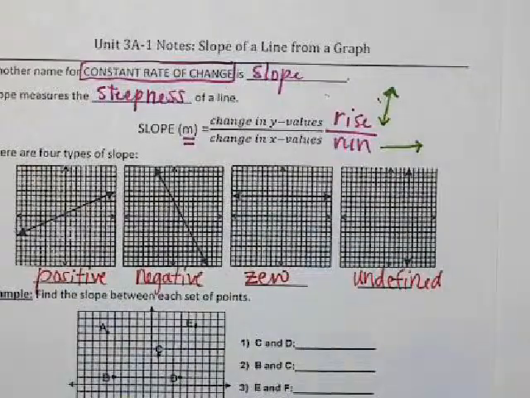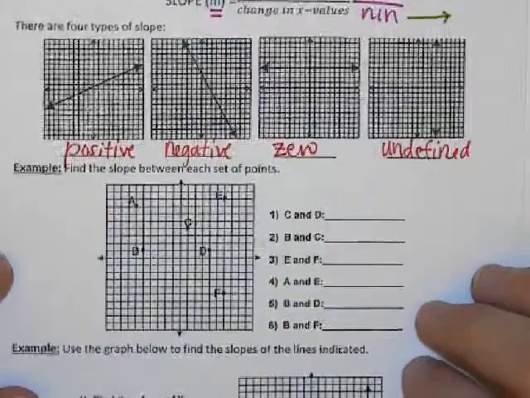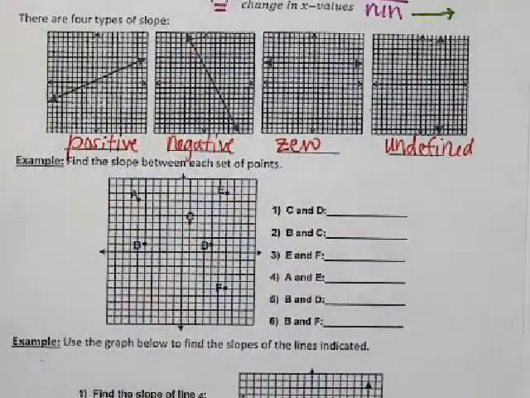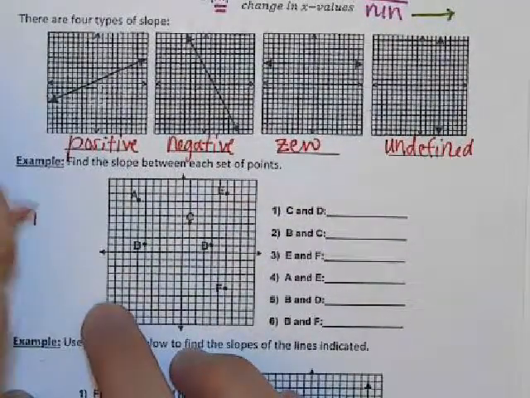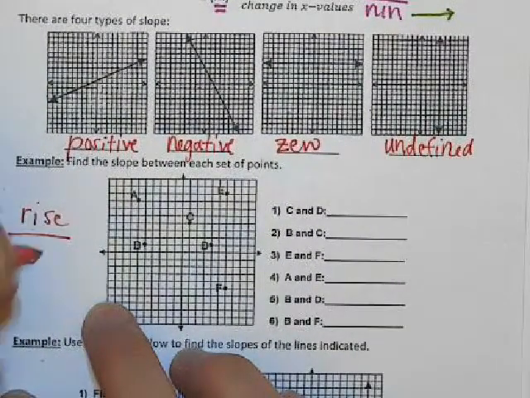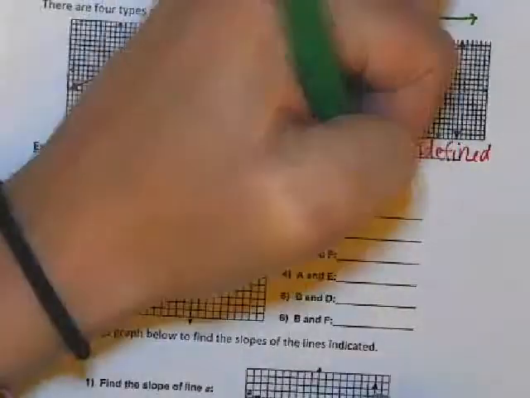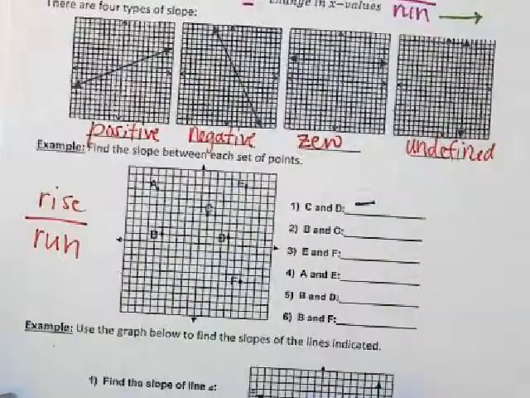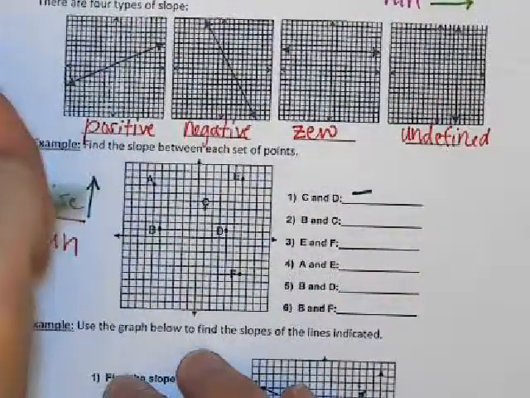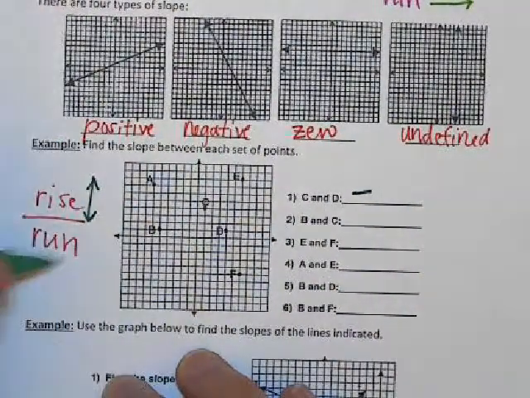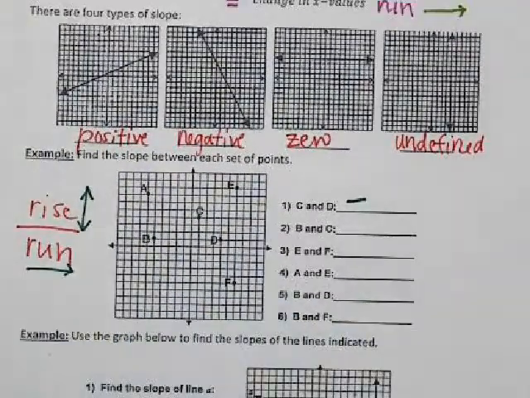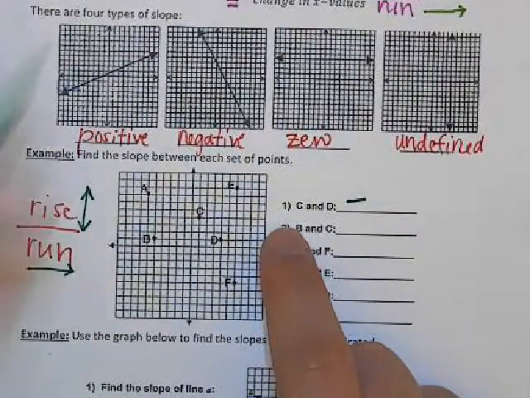Example. Find the slope between each set of points. We are always rise over run. When you write your slope, it has to be written as a fraction. On this line I'm going to put my fraction bar. Whichever number I go up and down goes on the top of the fraction. The run to the right goes on the bottom of the fraction. I'm doing C and D.